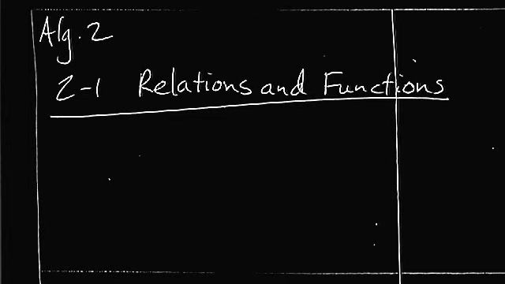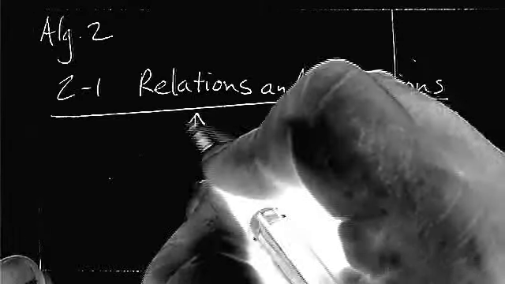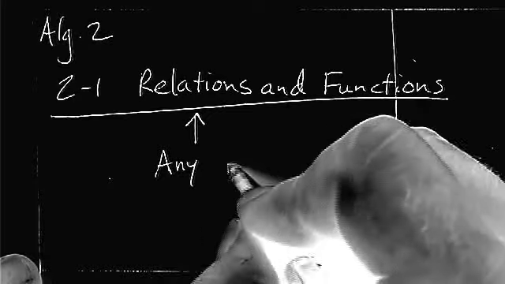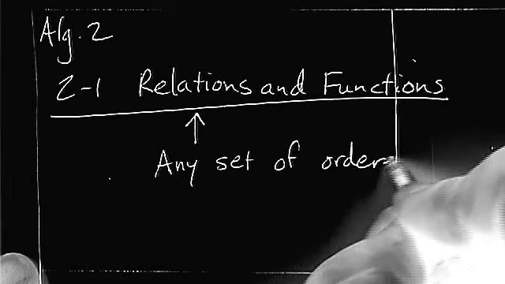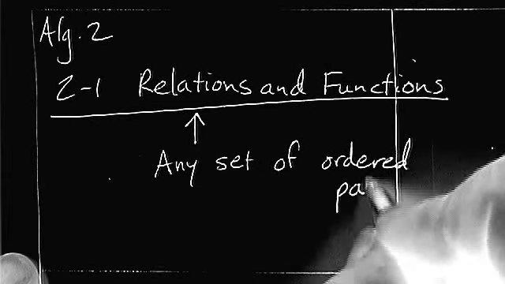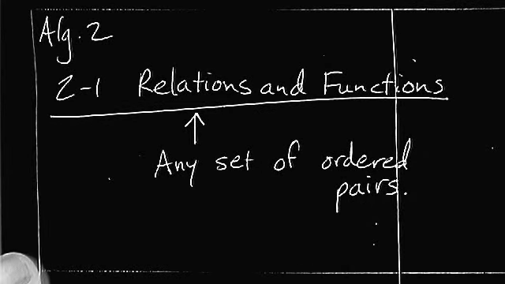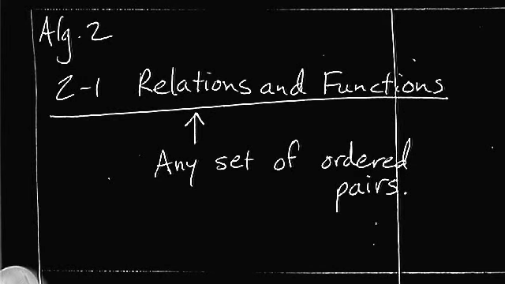Section 2.1 is about relations and functions. Any set of ordered pairs, that's what this is. So you give me any list of coordinates, and that's called a relation. Any set of ordered pairs.